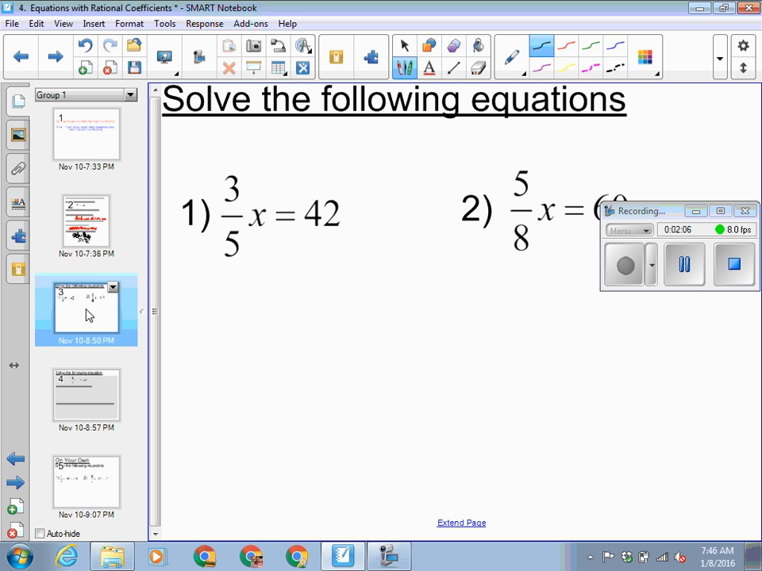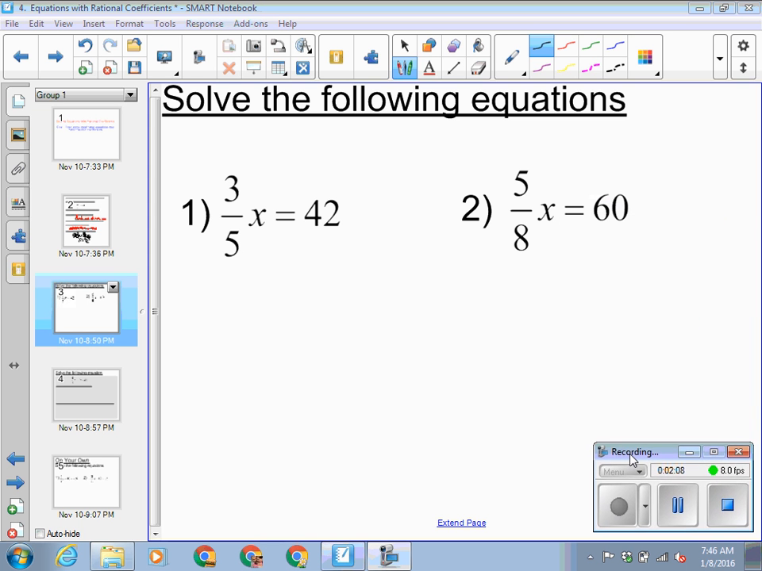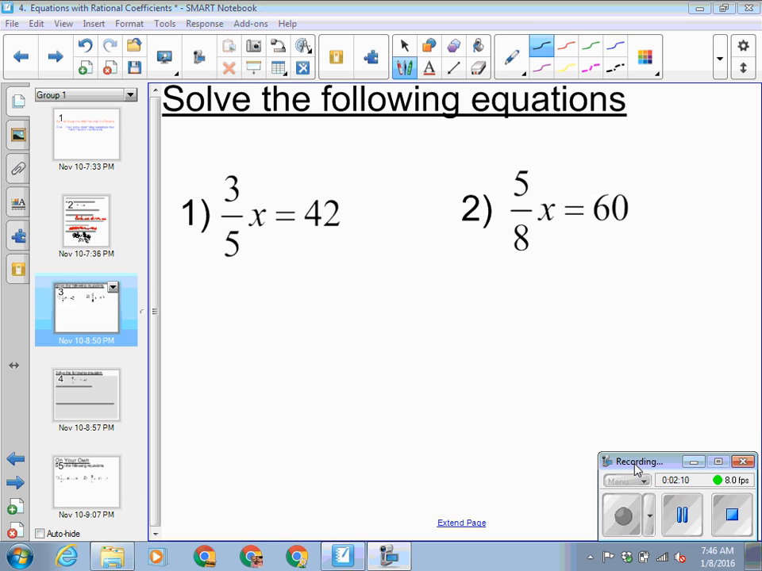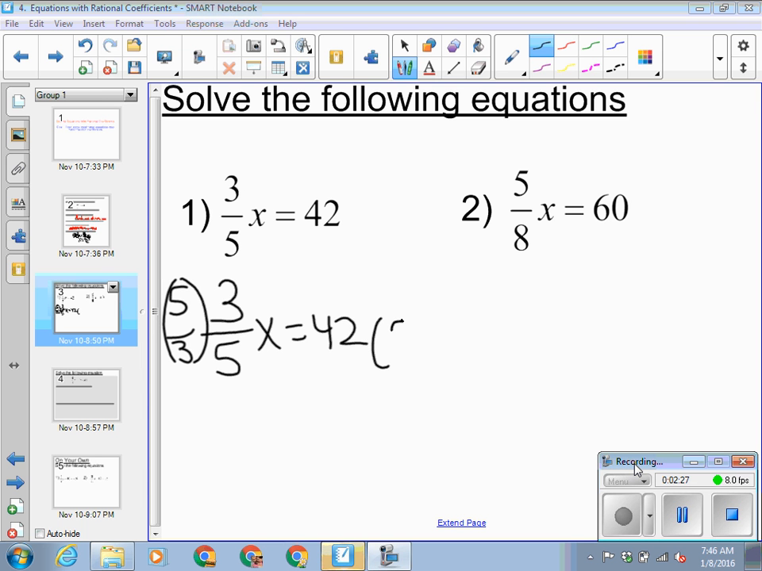Let's try that out with these two problems. So pause the video now. You can try them on your own, or keep the video going and work with me. So 3/5 x equals 42. I'll rewrite it so I can mark it over here. We multiply each side by the reciprocal, which is 5/3. So those cancel out. I'm left with x. 42 and 3, you can simplify both of those by 3. 14 times 5 is 70.